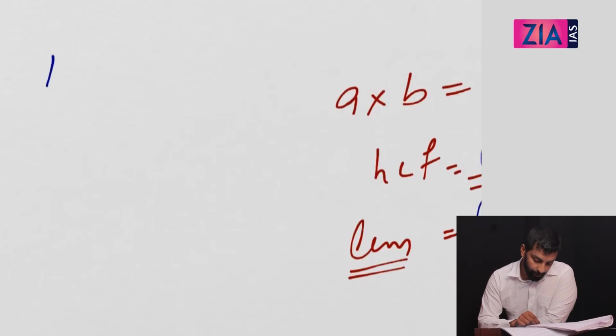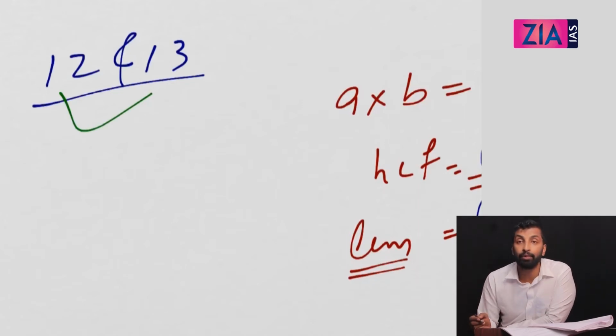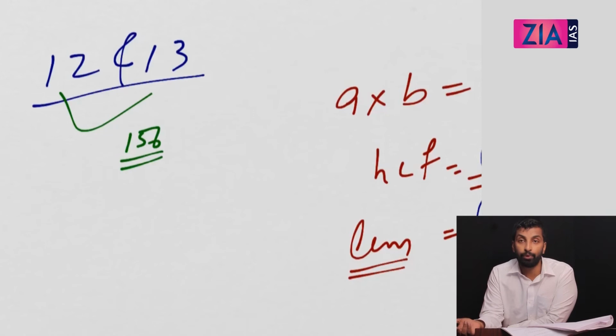Let me take 12 and 13. Okay, so what is the product? Basically, how will you multiply 12 and 13 faster? 12 into 12, what is that? 144, everybody knows that, right? So 13 means one more time 12, so 156. That's the product. I hope this is clear for you, right?